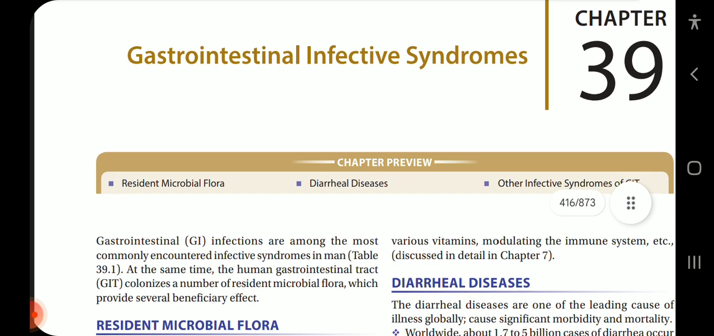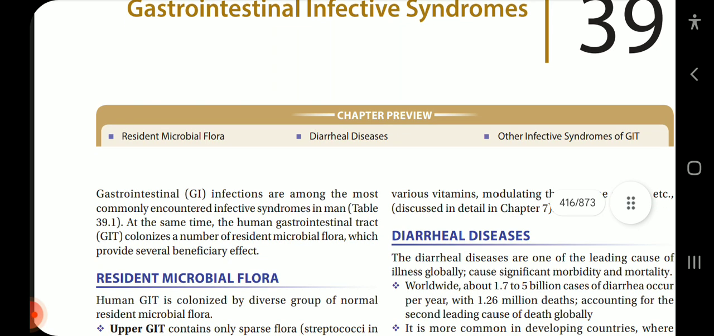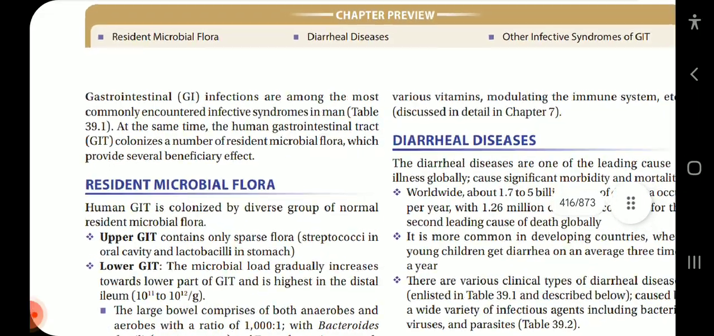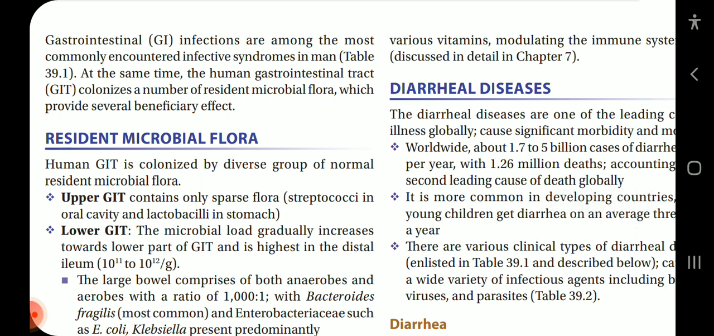So let's start with chapter 39, which is gastrointestinal infective syndromes. In this, we'll have a general overview of the infections that happen in the GIT. In this chapter, we will be previewing the resident microbial flora, diarrheal disease, and other infective syndromes of the GIT. Gastrointestinal infections are the most commonly encountered infective syndromes in man. At the same time, the human gastrointestinal tract is colonized by a number of resident microflora, which also provide several beneficial effects.